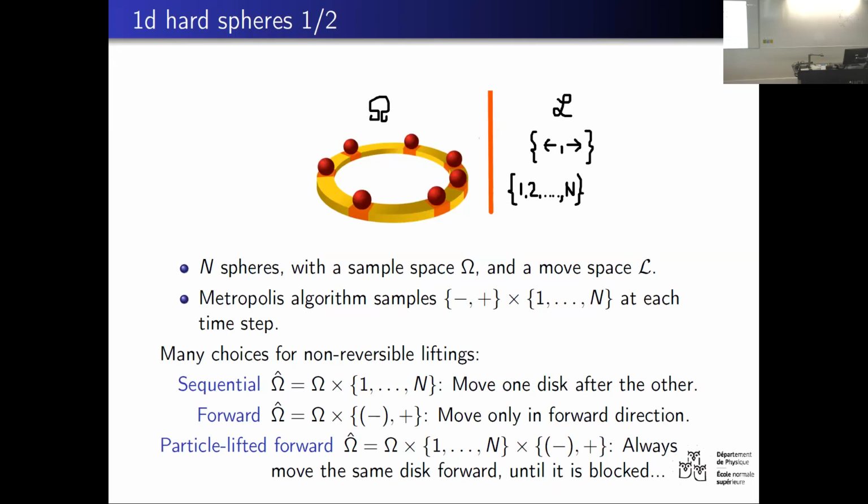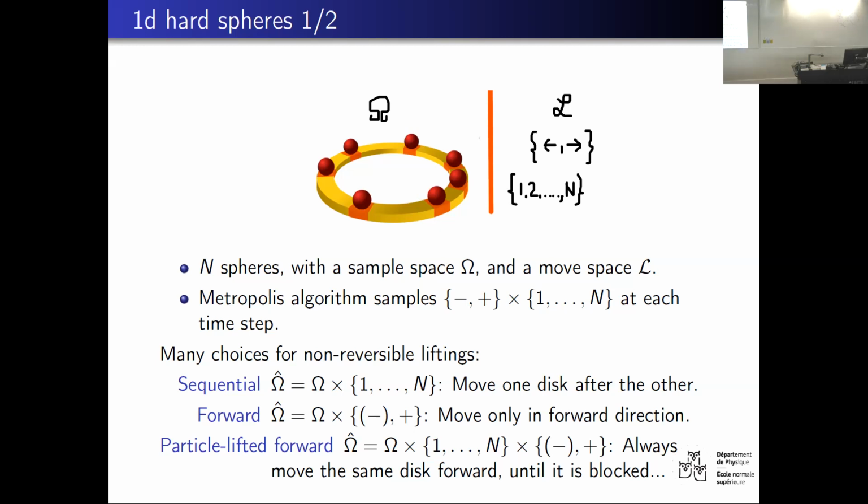So for example, the sequential lifting is omega hat, which means the lifted sample space is omega cross 1 to n. So that means you move particle 1, then 2, then 3, then 4, then n. We discussed that, and I already had a question about this. The second lifting is the forward Metropolis algorithm. The lifted sample space is omega hat, omega, the space of configurations, cross minus and plus. And take the minus into parentheses, and I say, well, let me only move in the forward direction.